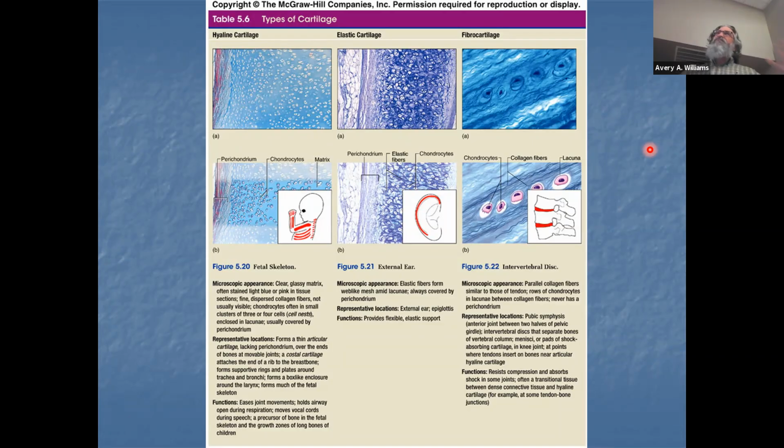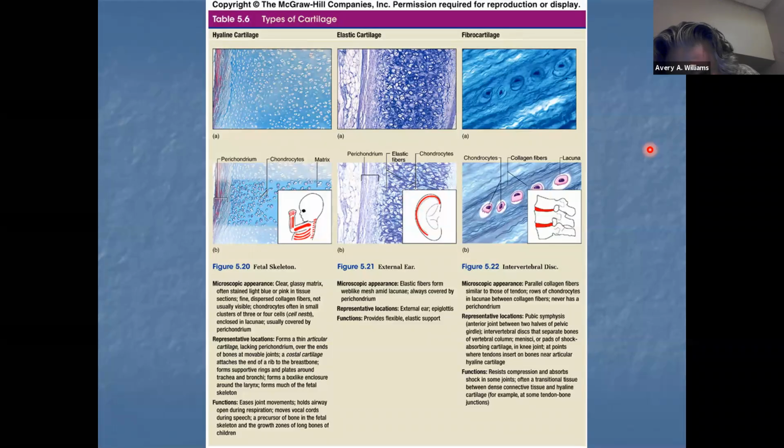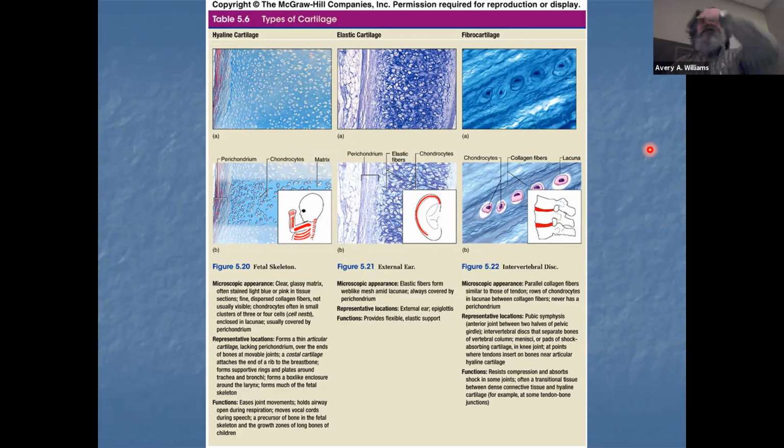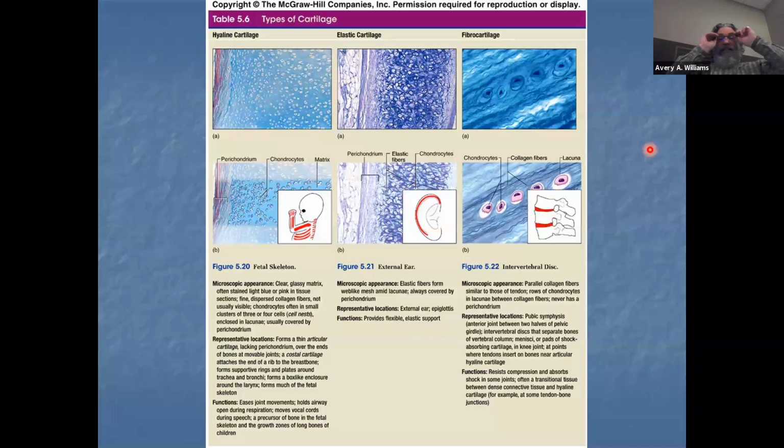So those are the three main locations: pubic symphysis, intervertebral disc, menisci. That's the only thing I would say. And that's it. Those are your cartilages.